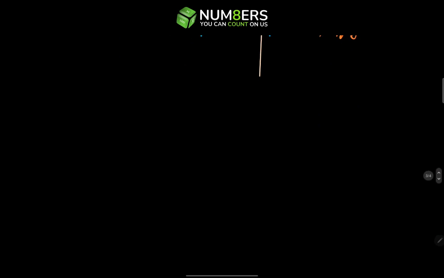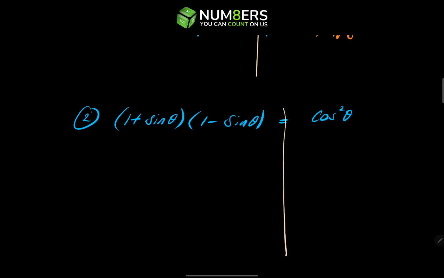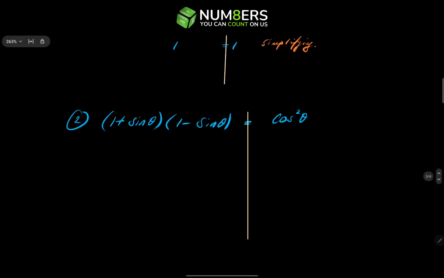Let's look at another question. We have 1 plus sine theta times 1 minus sine theta is equal to cosine squared theta. Now, notice how the right side, the answer, is in terms of cosine only, and on our left side we have two sines. We're going to try to get this in terms of cosine.